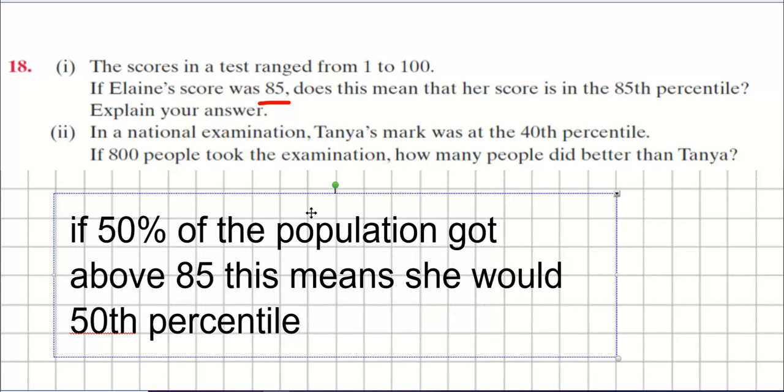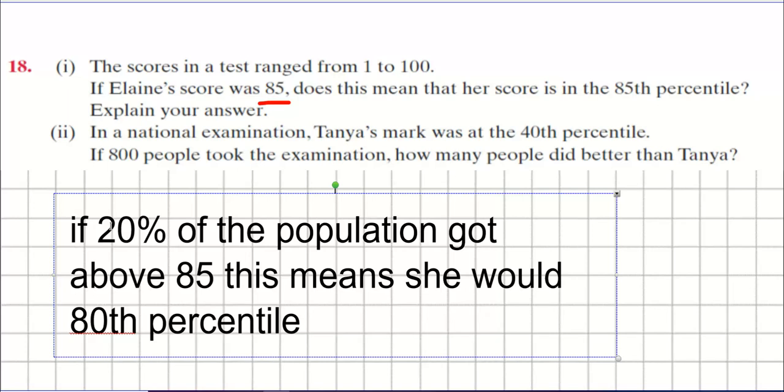Likewise, if I was to change that to if 20% of the population got above 85, this means she'd be in what percentile? 80th percentile, because she'd be better than 80% of the population. Does that make sense? Okay.